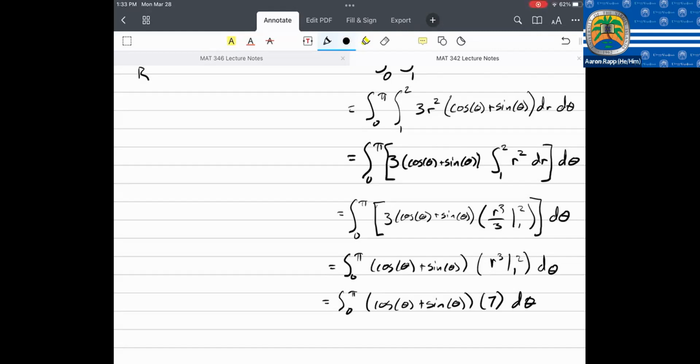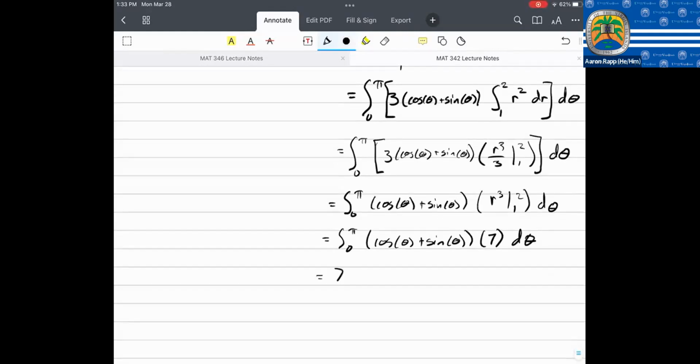Again, what can I do with that constant multiple? Up front, so 7 times integral from 0 to pi of cosine of theta plus sine of theta with respect to theta. And kind of like what we saw when we were integrating all those type 1, type 2 domains, once you're done integrating with respect to one variable, it should disappear. It should only be left with a function of the other variables. It's kind of your check to make sure that you're doing this correctly.